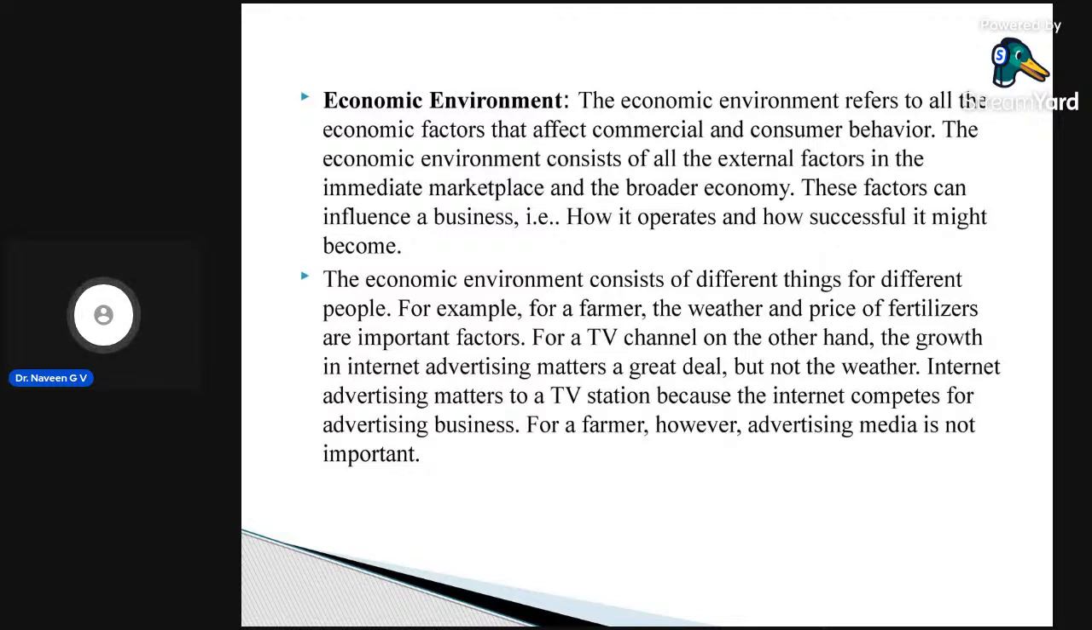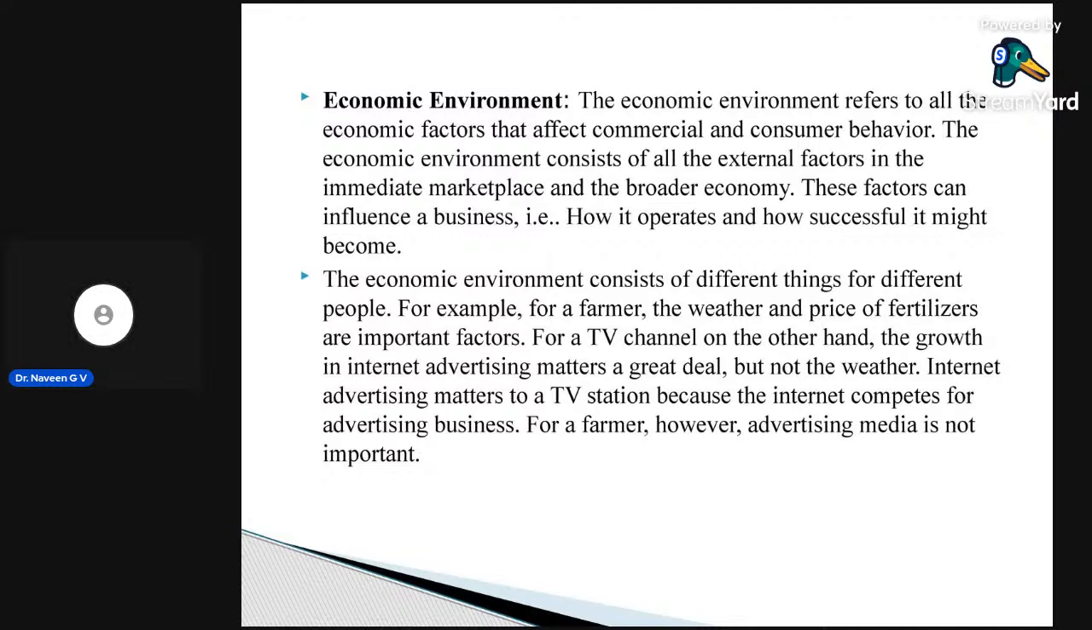Take an example of farmers: they want to know about the weather, and the price of fertilizers is an important factor. The TV channel, however, does not require the weather. Internet advertising matters a great deal to a TV station because the internet competes for the advertising business. For a farmer, however, advertising media is not important.